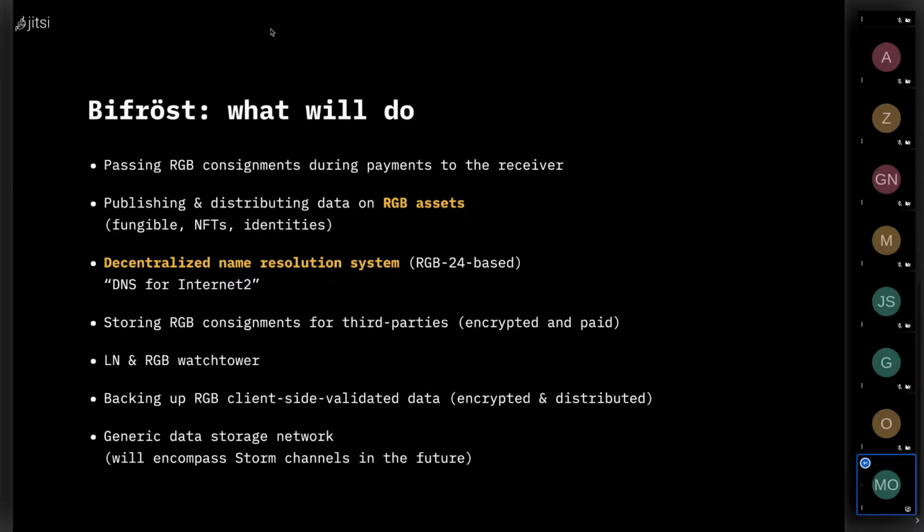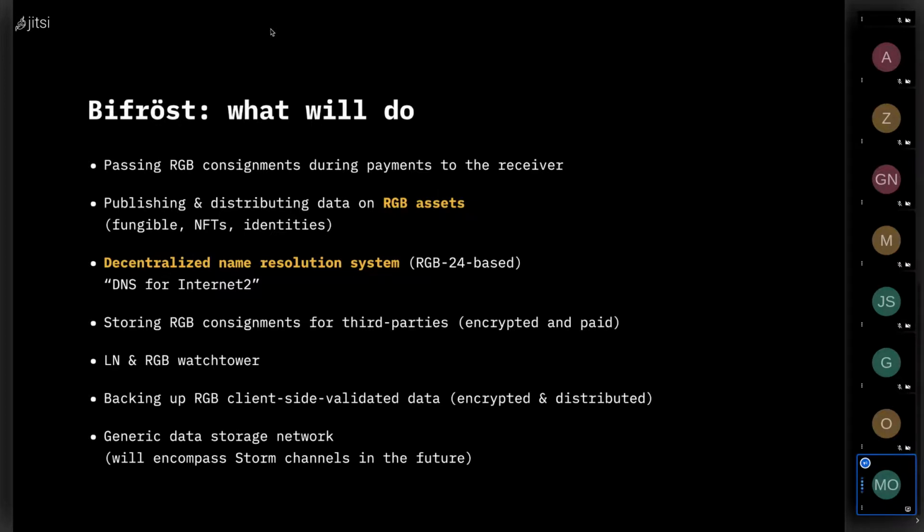However, you can enhance this into long-term storage with Storm. So Storm is a form of state channel which incentivizes somebody to store the data long-term, and you wouldn't need to ping and constantly check that.